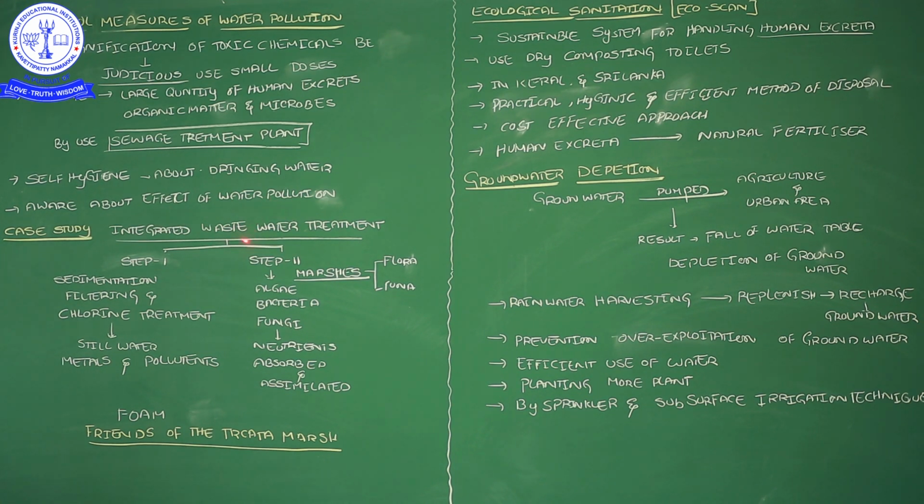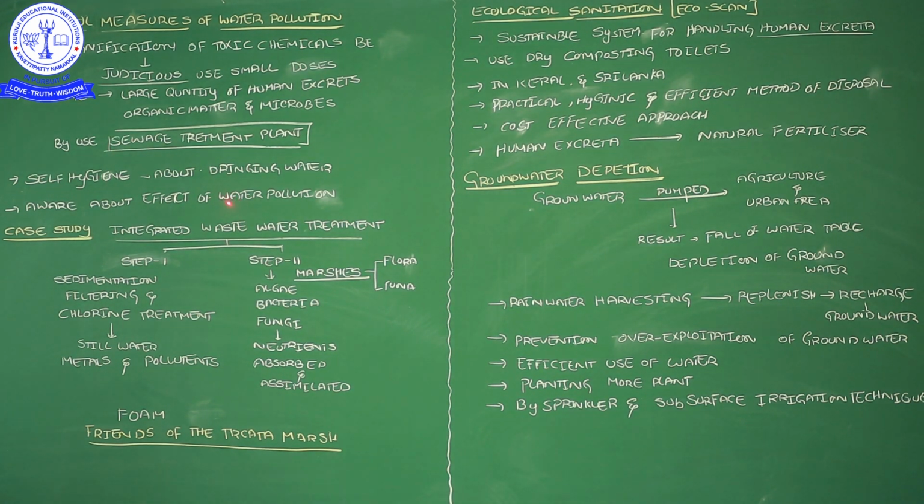So, we should maintain self hygiene about our drinking water, and be aware about the effects of water pollution, okay? Because among the Panchabhutas, water is very essential for our survivability. If the water is spoiled or polluted, if water bodies are polluted, it will show its effect on the food chain. I mean, organisms will be getting problems.